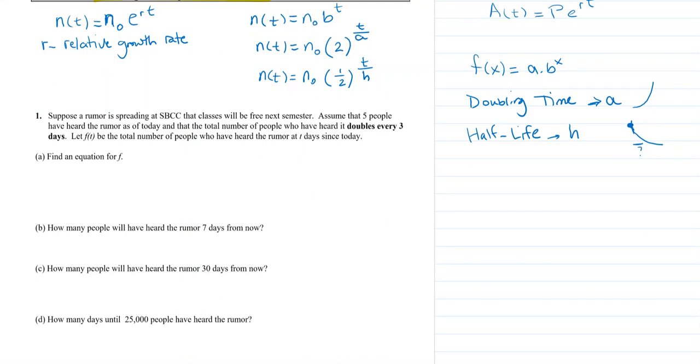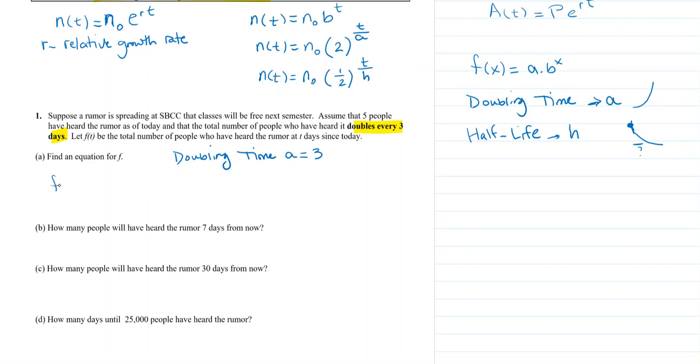Suppose a rumor is spreading at SBCC that classes will be free next semester. Assume that 5 people have heard the rumor as of today, and that the total number of people who have heard it doubles every 3 days. So that's an important piece of information. Doubles every 3 days means that the doubling time, which we called a, is equal to 3. Let f of t be the total number of people who have heard the rumor at t days since today.